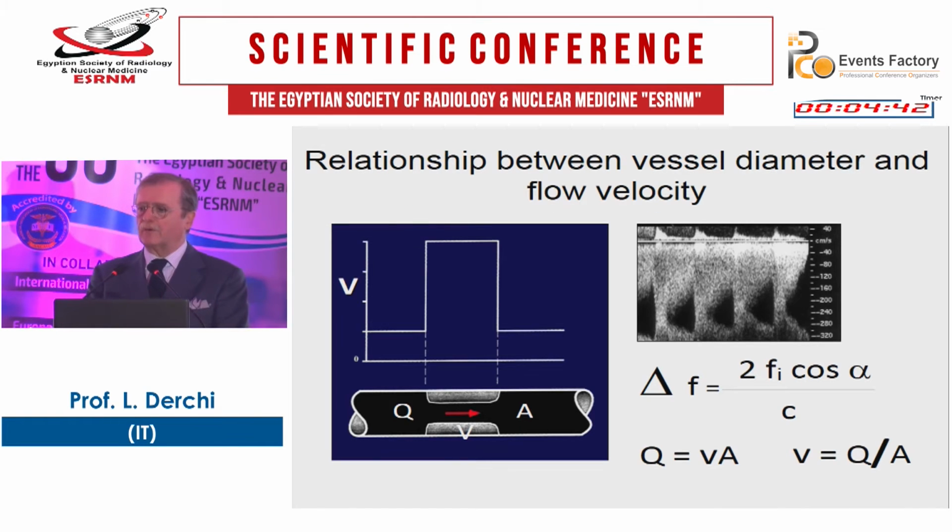But why is it important to measure velocity? Because there is a strict relationship between vessel diameter and flow velocity. Since there is a reduction of the area of the vessel, there will be a quadratic increase of velocity. So the increase of velocity is a very early sign of reduction of the diameter of the vessel.